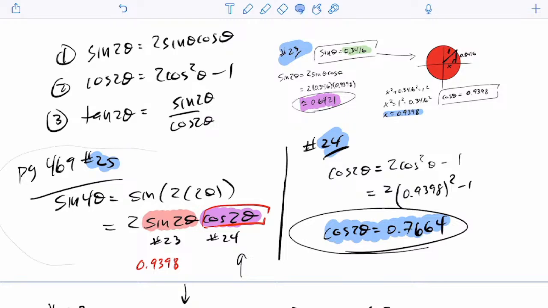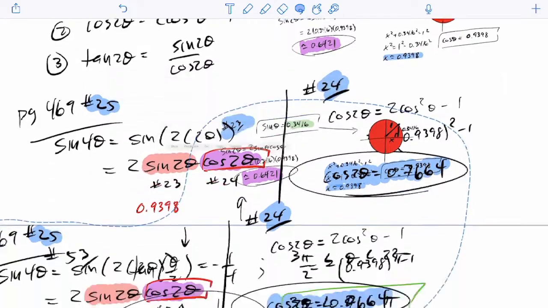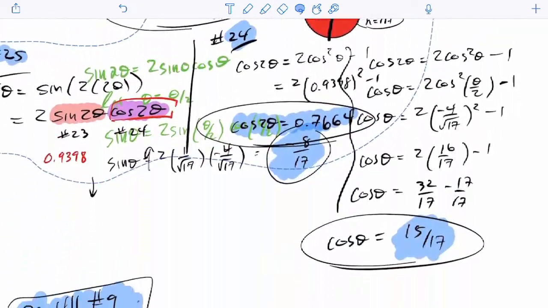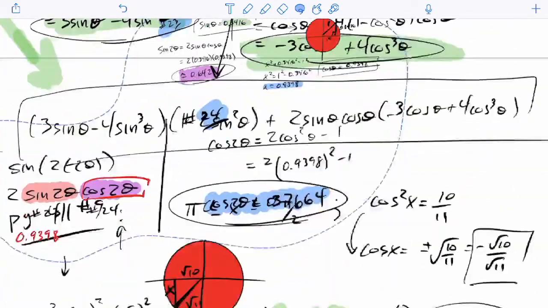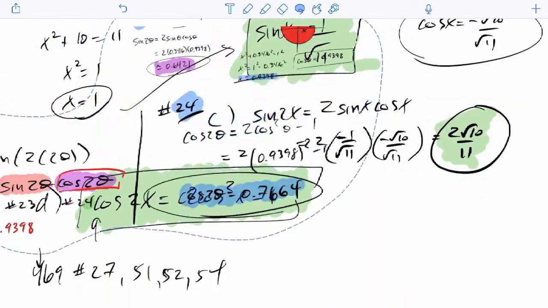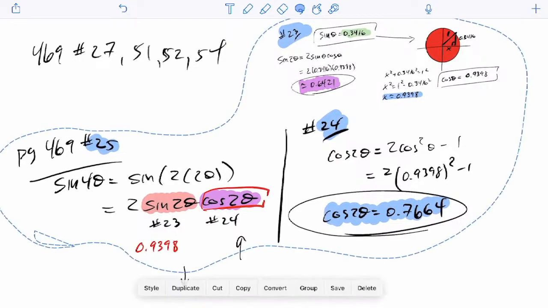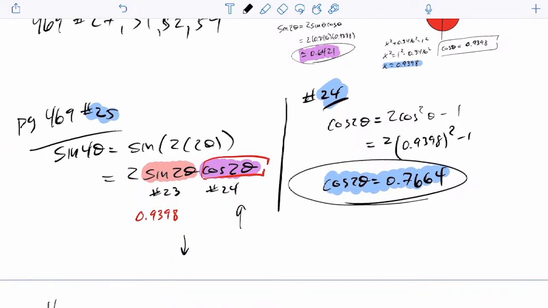For 27, we'll need all this information, so let me just copy it. I'll duplicate it again. I'll bring this all down here as we go through all this. Okay, here's a bunch of stuff. And for 27, they want you to find the sine of theta over 2.